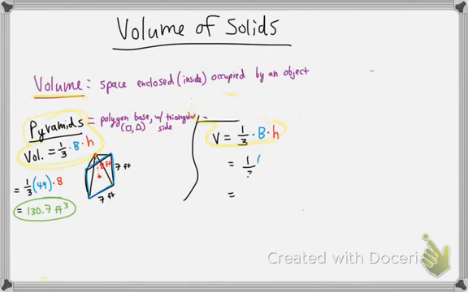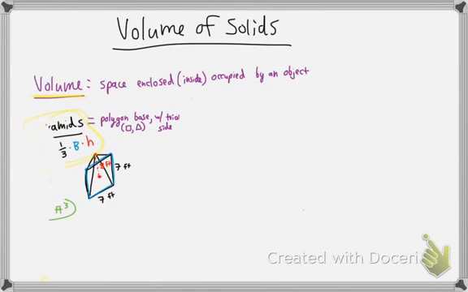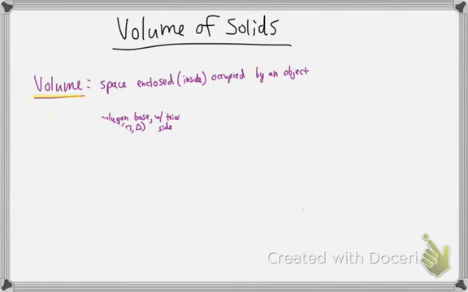Let's see. We've got to talk about a couple more. We did prisms, pyramids, and cones. That's going to leave us, I think, with the last two big ones: cylinders and the weird one, spheres.